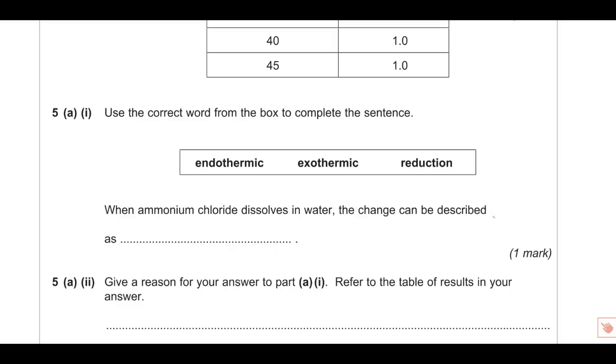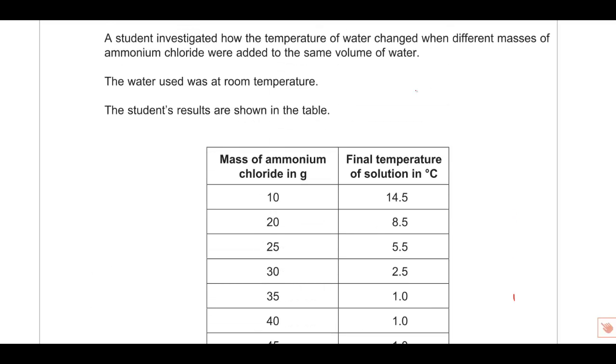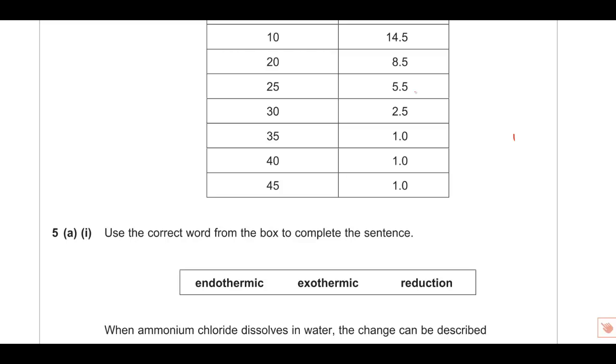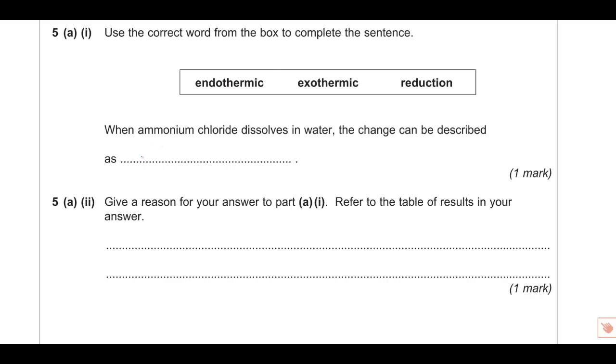So when ammonium chloride dissolves in water, the temperature change can be described as what? Well, the temperature goes down. We start at room temperature and we find that it goes down in each case, and we can see that from the results here. Clearly it's starting at room temperature, which we are not told, but obviously we can assume it's higher than 14.5 degrees. So the reaction is endothermic, meaning that it takes energy in from the surroundings, and therefore the surroundings get colder and we feel that temperature change there. Give a reason for your answer.